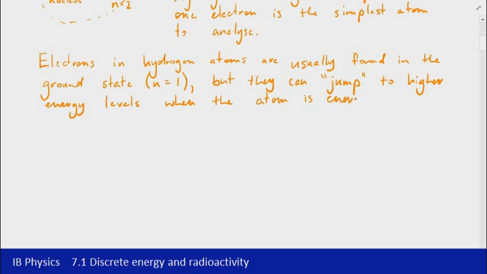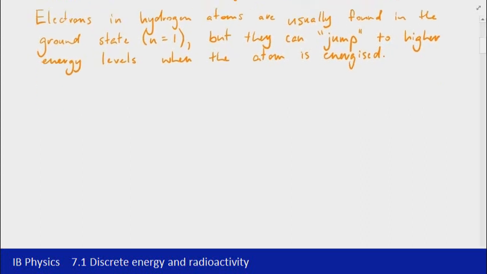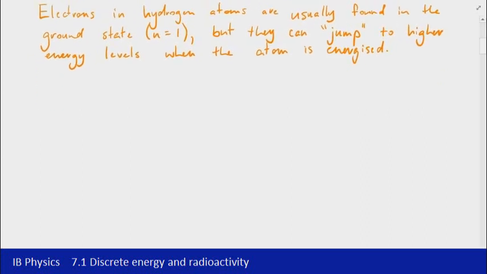So in that example above, we could see that the electron might jump from n equals 1 to n equals 2 when it becomes energized. We'll talk about what energizes an atom a little bit later, but that means then that we need to consider what all of the possible energies are.